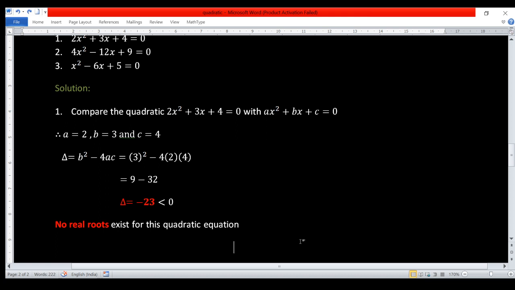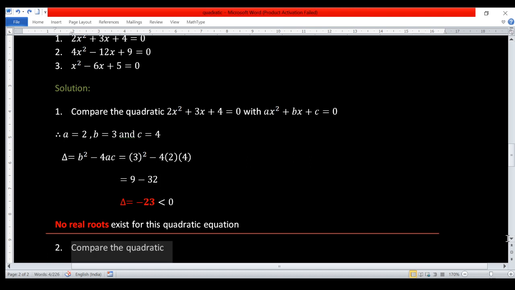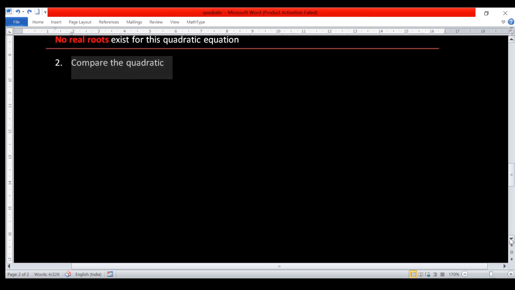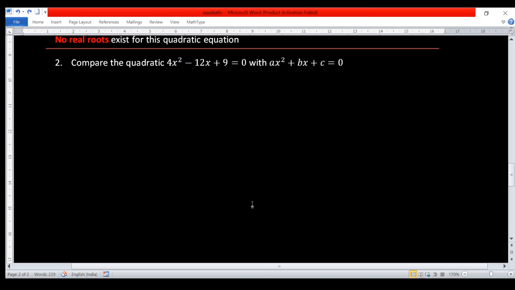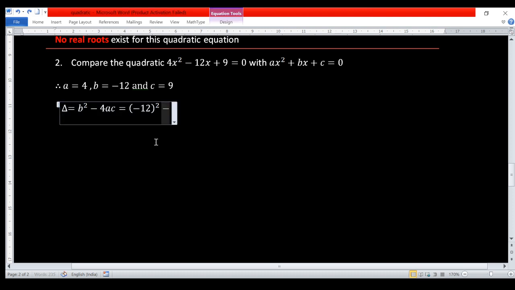Second case: compare the quadratic equation 4x square minus 12x plus 9 equal to 0 with the general equation ax square plus bx plus c. So a equal to 4, b equal to minus 12, c equal to 9. Again I will calculate the discriminant b square minus 4ac. B is minus 12, whole square, minus 4ac, a is 4, c equal to 9. So 12 square is 144. 4 fours are 16, 16 into 9 is 144. 144 minus 144 is 0.